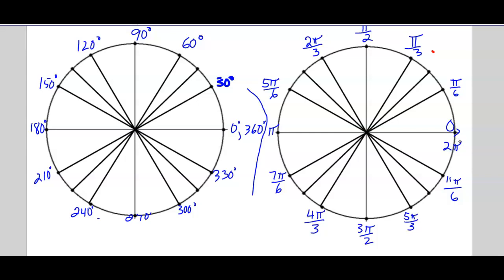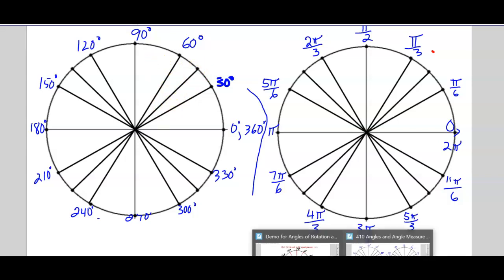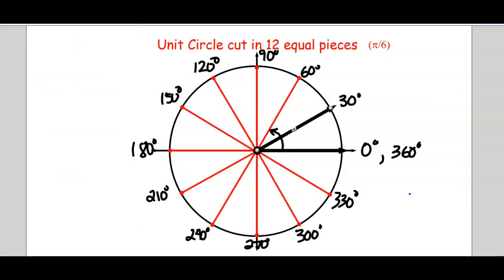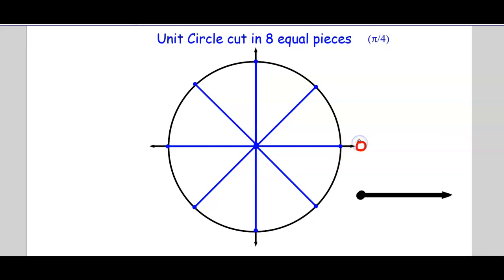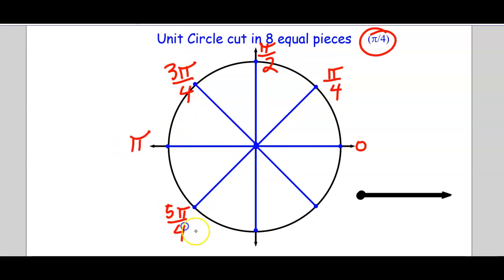Okay, so really, we've done most of them. The ones that we haven't done are these ones that divide each quadrant in half. So if I look at this one, I've divided it in 8 parts. So now this is 0. This is 2 pi divided by 8, which is pi over 4. Plus pi over 4 is 2 pi over 4, which is pi over 2. Plus pi over 4 is 3 pi over 4. 4 pi over 4, which is pi. 5 pi over 4. 6 pi over 4, which is 3 pi over 2. 7 pi over 4. So we're just adding fractions.